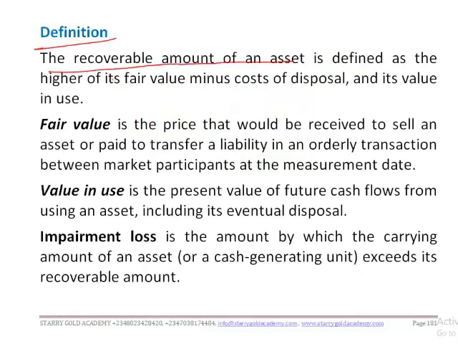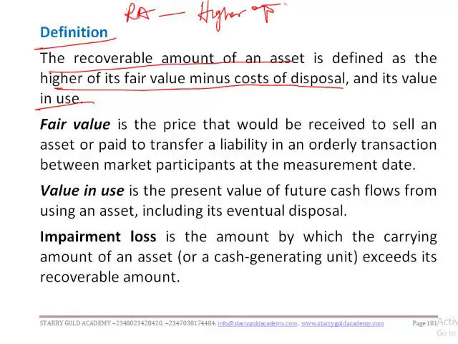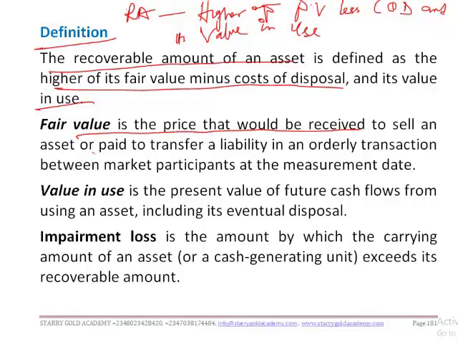The recoverable amount of an asset is defined as the higher of its fair value less cost of disposal and its value in use. So recoverable amount is the higher of its fair value less cost of disposal, and value in use. Then what is fair value? Fair value is the price that would be received to sell an asset or paid to transfer a liability in an orderly transaction between market participants at the measurement date, between a knowledgeable buyer and a knowledgeable seller in an arm's length transaction.